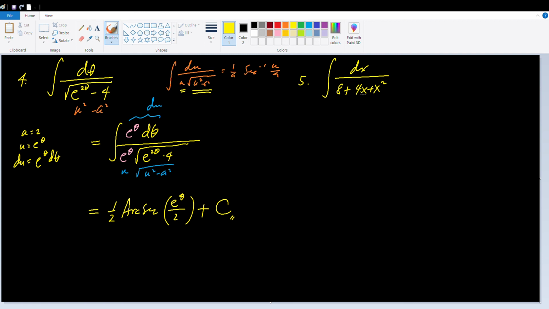Without the 4x, it will be of the form a squared plus u squared. And that's not really difficult because it will yield 1 over square root of 8, arctangent of x over square root of 8. So the problematic term here is 4x. What do we do with that?